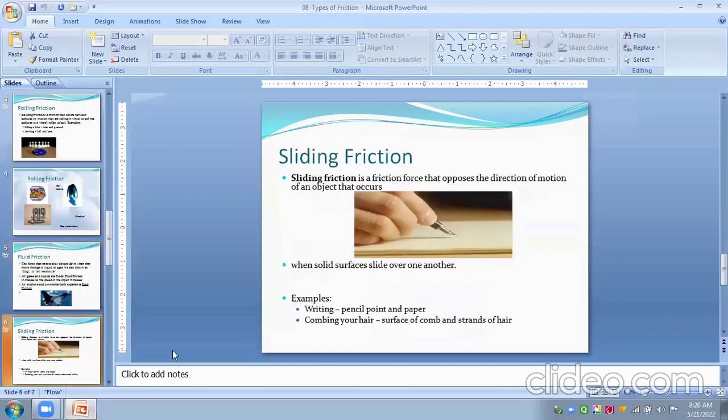Then we come to sliding friction. Sliding friction is a frictional force that opposes the direction of motion of an object, and occurs when solid surfaces slide over one another. For example, a pencil point writing on paper, or rubbing the surfaces of your palms together.